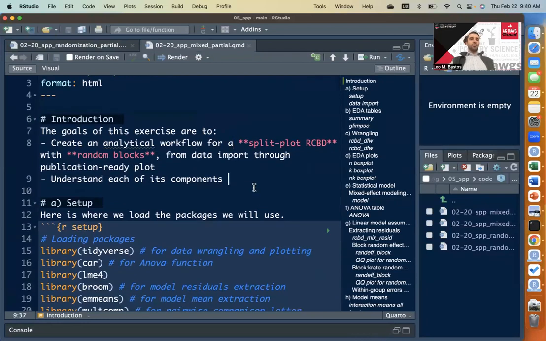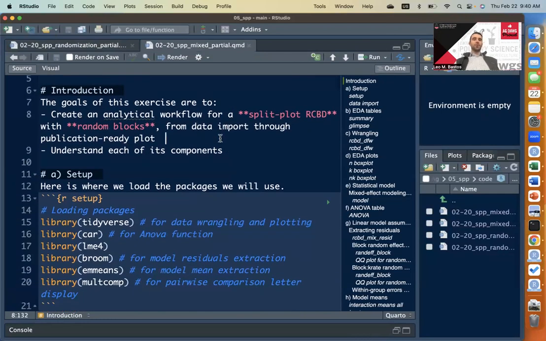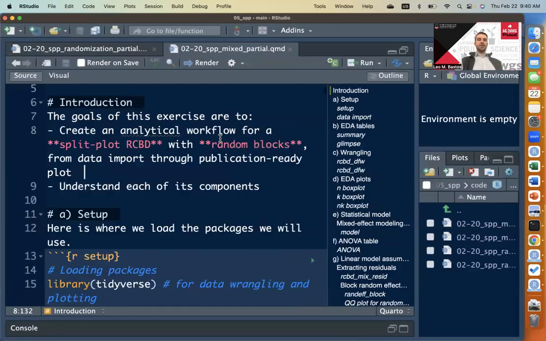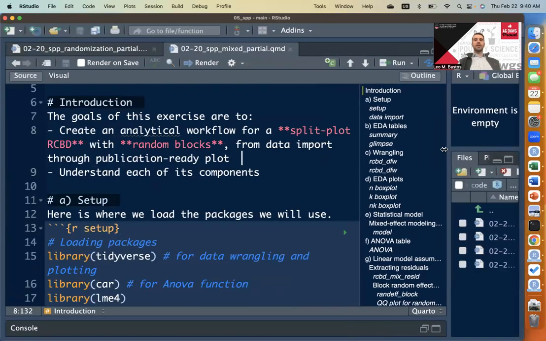so today our goals are going to be to create this analytical workflow as we have been doing already on previous exercises where we bring in data, we wrangle it, we model, check assumptions, check ANOVA table, decide what means we have to extract and what pairwise comparisons to make. And in this case here, it's going to be with a split plot RCBD with random blocks, right?